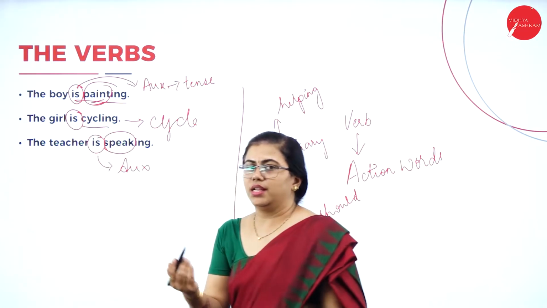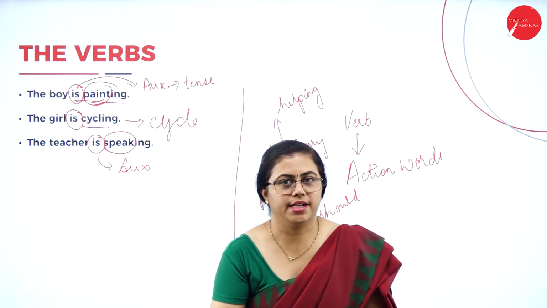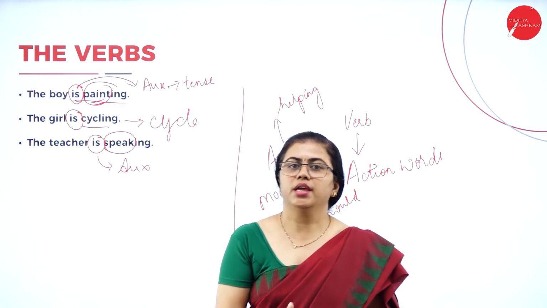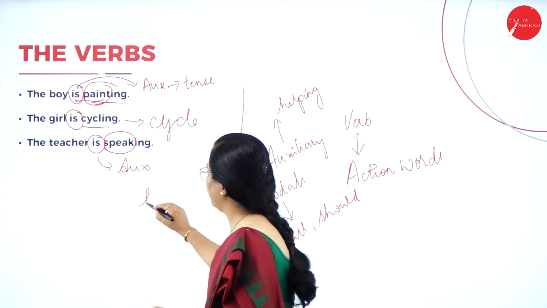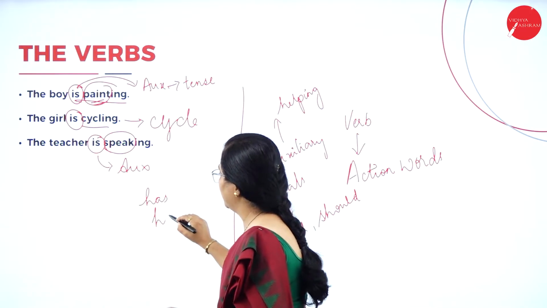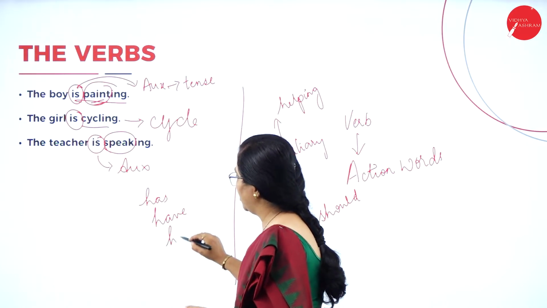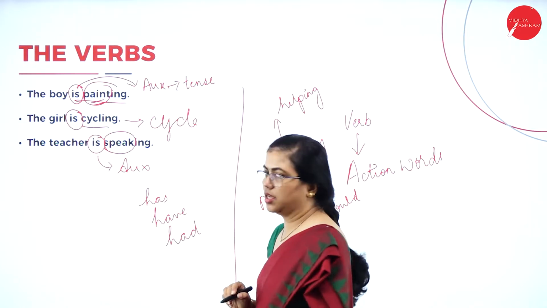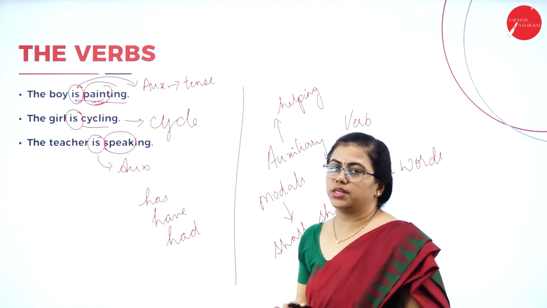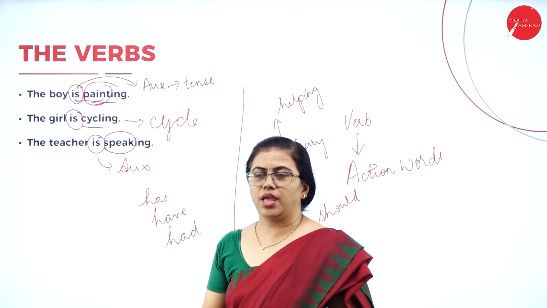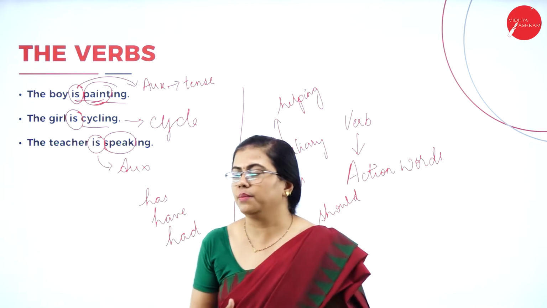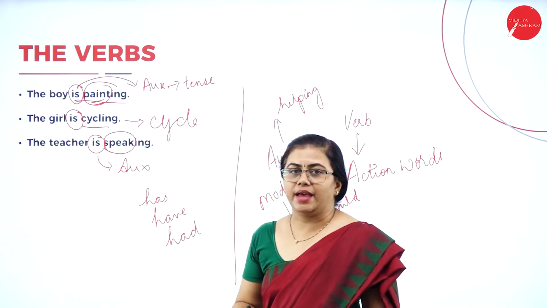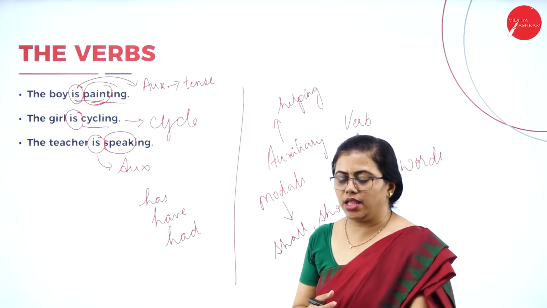An auxiliary verb may not be present in all sentences; it may be present in only a few. Apart from these auxiliary verbs, we have has, have, had. All these are called auxiliary verbs. As of now, we'll just concentrate on the main verbs, which tell the actual action words that are happening.